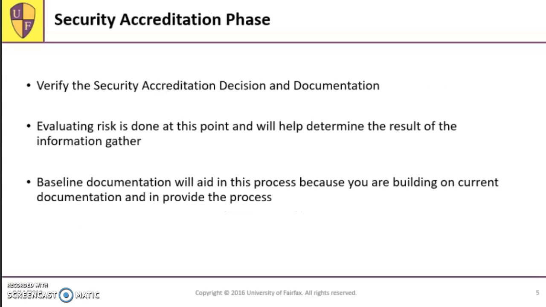The security accreditation phase. This phase takes the prior information based upon what you already know from baselines and any other new information that is being gathered. And at this point, you're verifying the accreditation in the decisions in the document. So basically, you're taking the information, you're reviewing it, and you're determining with your SMEs, your stakeholders, how going forward you can implement this particular change that you're planning to do. Baseline documentation is a great aid because you're building basically on currently what you have, but you're documenting what you need going forward, which is a crucial part of the process.